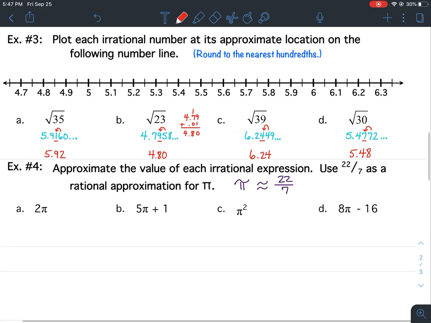Right, so now we're going to plot these points on the number line. Now, again, it's still going to be easy if you think money. When you're plotting these, if you think money. We all know money and understand money, so it's easier if you think money. Think of it as $5.92 or $4.80, $6.24, and so forth. Now, the number line is a little different, though.